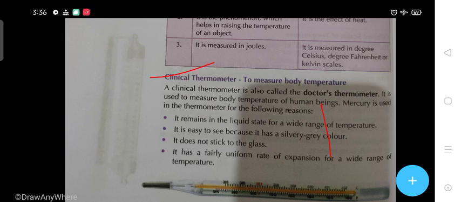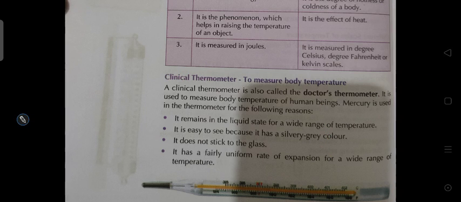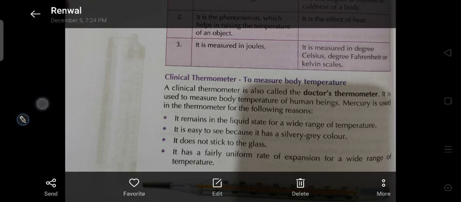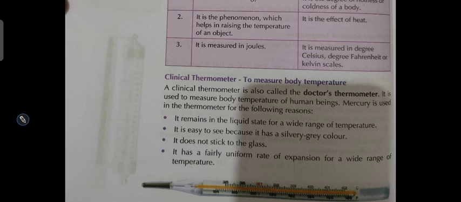In last video students, we discussed about the heat, what is the heat and how can we measure that heat by the different types of thermometer. So today we talk about the clinical thermometer. A clinical thermometer is also called the doctor's thermometer. Students, I told you that doctors specially use the clinical thermometer, and it is used to measure the body temperature of human being. Mercury is used in that thermometer for the following reasons.